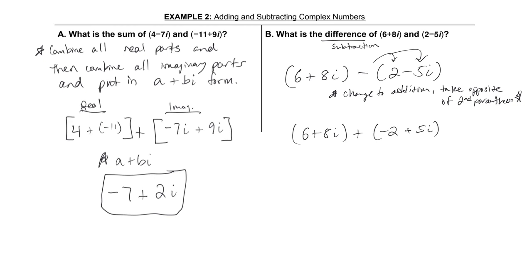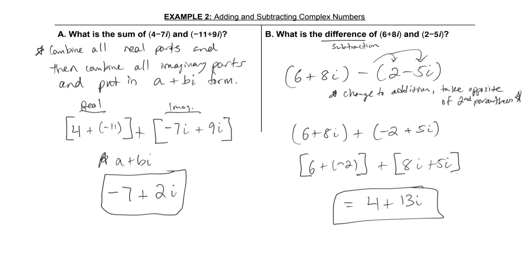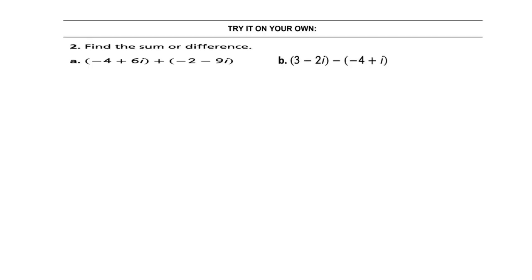Now we can combine them. Put our reals together, so 6 plus negative 2, plus 8i plus 5i. And our solution in a plus bi form is 4 plus 13i. All right, so just find the sum or the difference of these two. So try a and b on your own. I'll pause it and then show you guys the solutions.